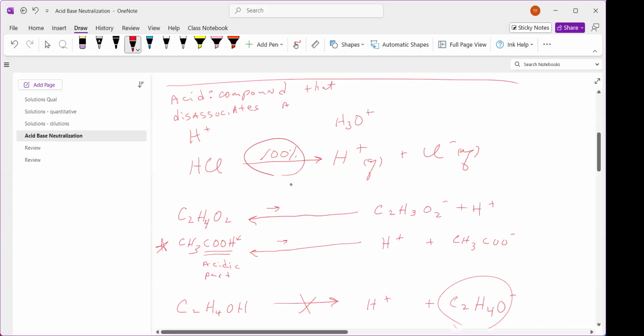Now, you've probably run into a weak acid when cooking. Who can think of a weak acid that's used in cooking? Yeah, vinegar, acetic acid. Very, very common cooking acid. It's also 5%. All commercial vinegars are at 5%.